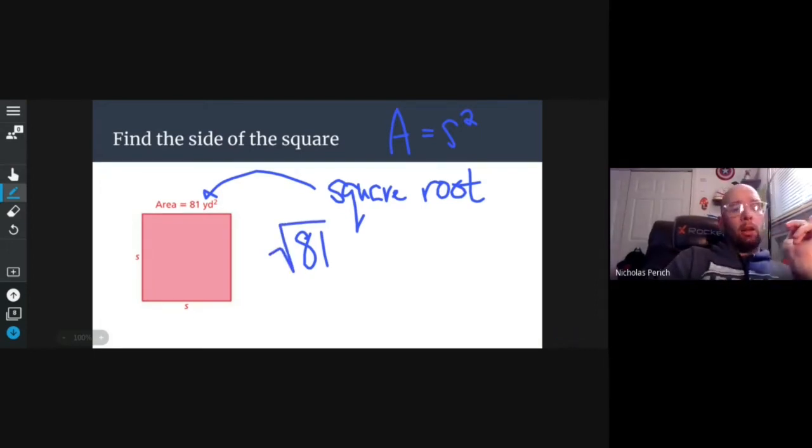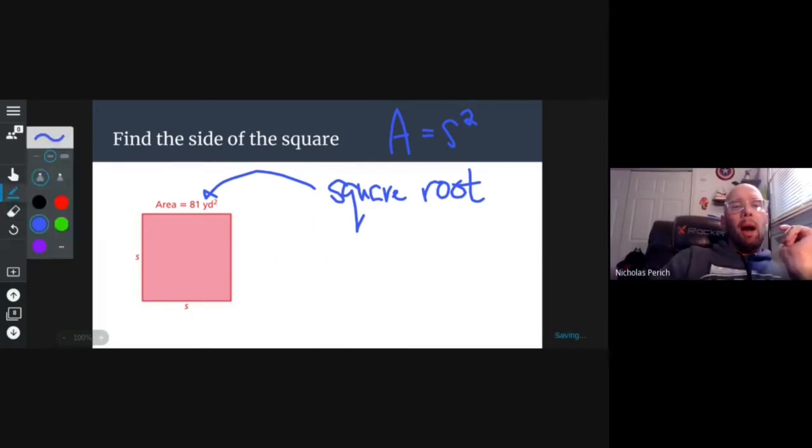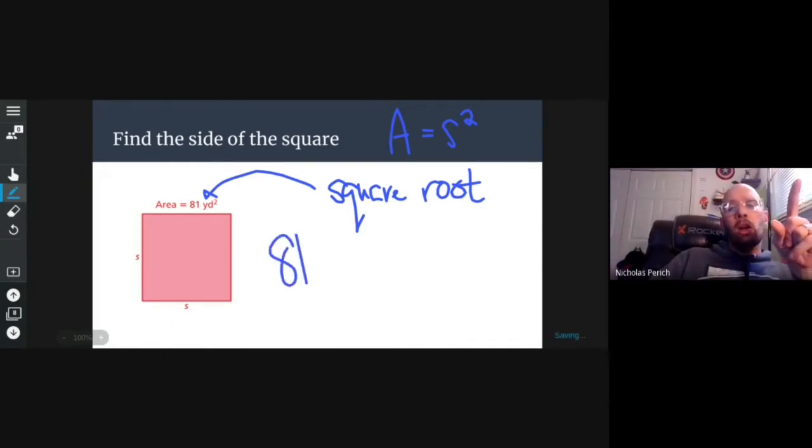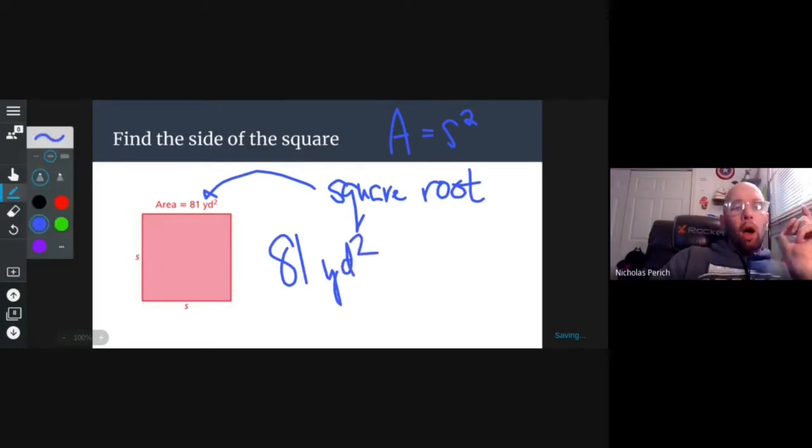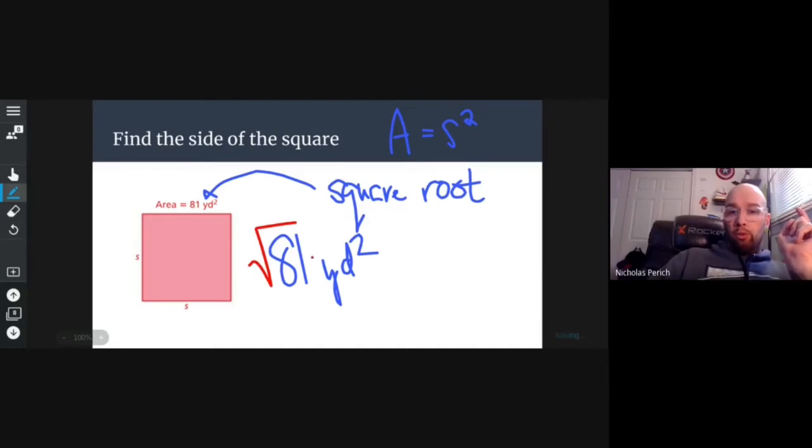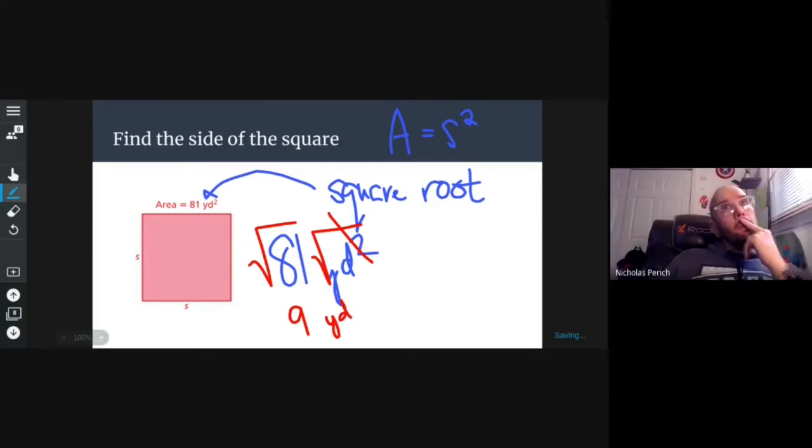And in fact, I'm going to go one step further. Watch what I do. My area is not just 81. My area is 81 yards squared. So if I want to take the square root of both of those, the square root of 81 is 9. And the square root of yards squared, the square root and the squared part cancel each other out, and I'm left with 9 yards.